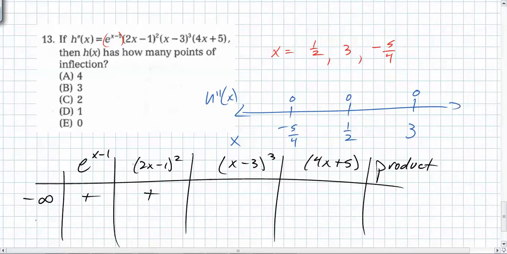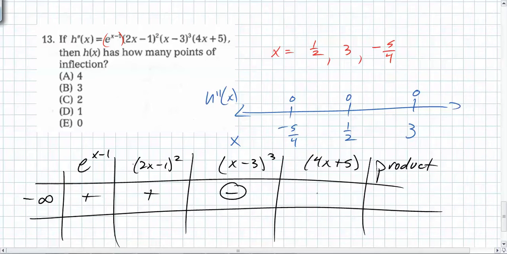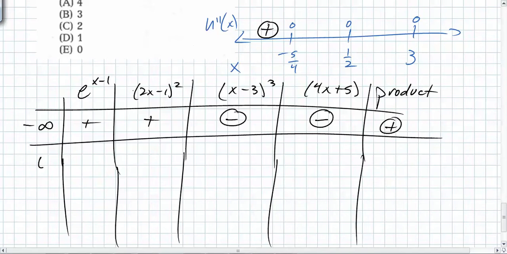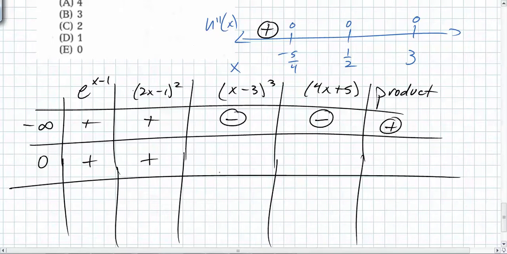Well, we already established that those are positive, right? That's going to be negative, and this is going to be negative, right? So if you multiply those all together, what do you get? Positive. So it's positive right there. What's between negative 5/4 and 1/2? That's a really easy number to test. 0. Thank you. Plug in. Oh, we already know what's going to be positive, positive, negative, positive. So what's it going to be?